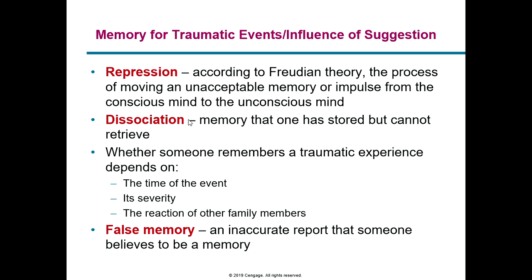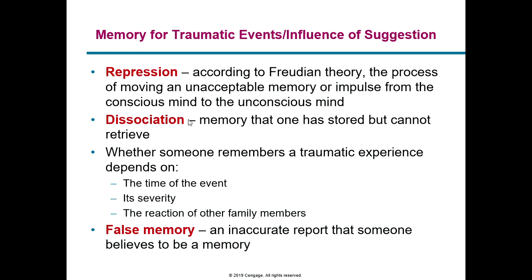So, memory for traumatic events, influence of suggestion. A little bit in psychology, you start to deal with this idea of repression. For example, when you have really strong memories that are maybe traumatic or very negative, we have this idea that we are repressing our memories from our conscious mind, from our ability to retrieve them, down into our subconscious, our unconscious, because we are unable to process that information, maybe because it was too traumatic, especially in situations like abuse. And then you have dissociation. This is a memory that you stored, but you cannot retrieve, maybe because of a traumatic event. Your brain has dissociated you from that memory cue, so you're no longer able to access that memory because maybe it was too painful.